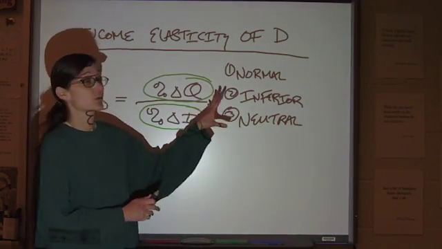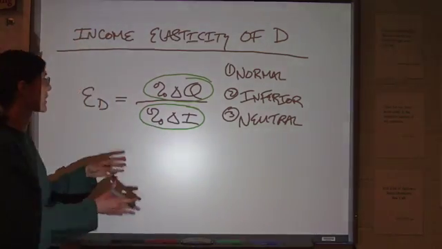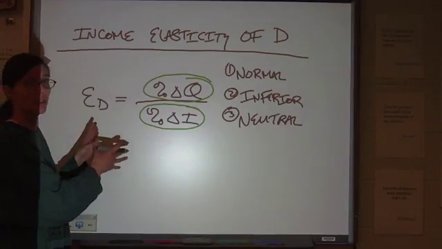Okay? So those are your 3 possibilities. Now, how does this actually work out numerically for income elasticity of demand?